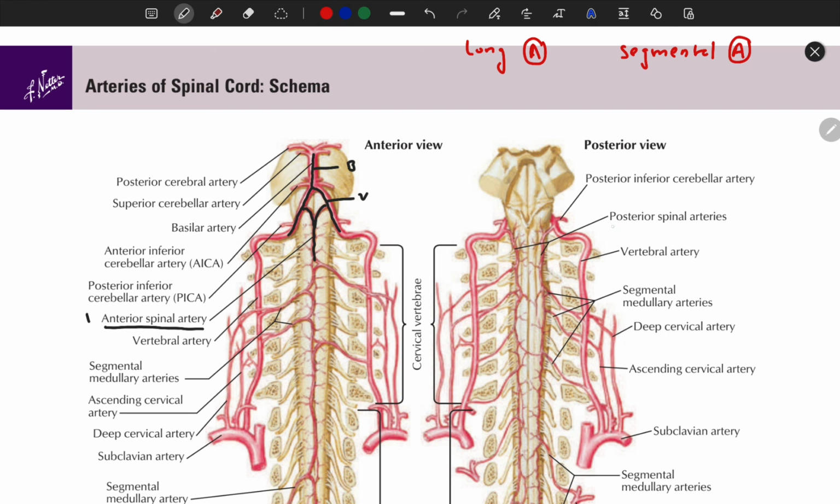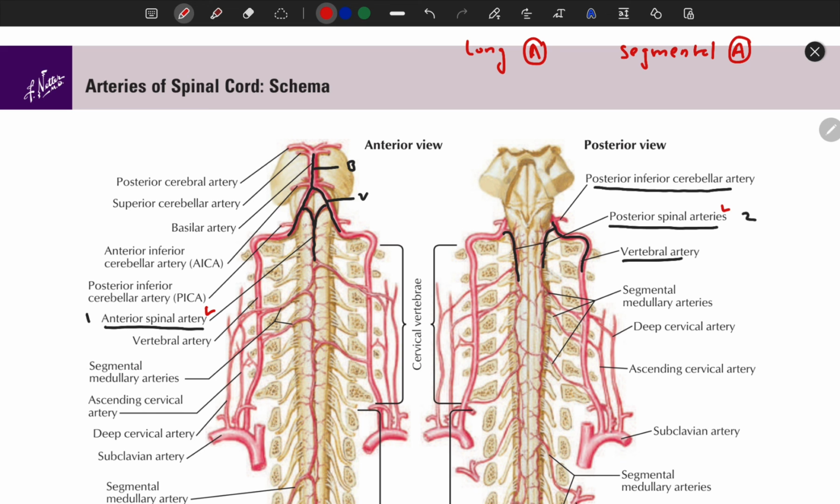But we have two posterior spinal arteries. This is a posterior spinal artery. We have two posterior spinal arteries, and they arise either from the PICA, the posterior inferior cerebellar artery, or from the vertebral artery. In this diagram it is arising from the vertebral artery, but it can also arise from the posterior inferior cerebellar artery. So these are the long arteries, the anterior spinal artery as well as the posterior spinal artery.